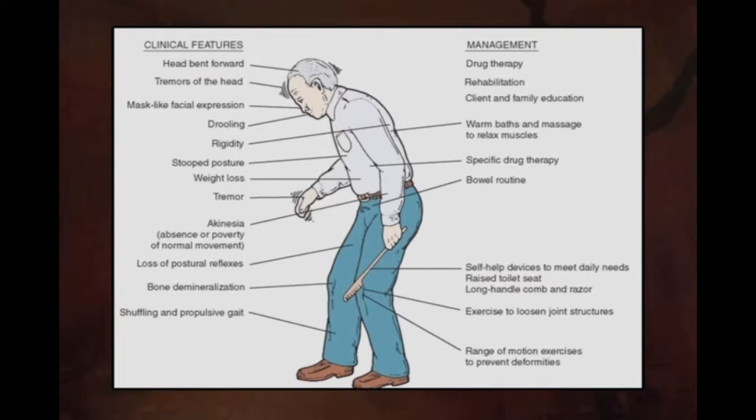On the left hand of the figure, which I am demonstrating to you now, you are able to see the clinical features like head bent forward, tremors of the head, mask-like expression, drooling, rigidity and all. And on the right side, you see the management. The clinical features listed on the left side are head bent forward, tremors of the head, mask-like facial expression, drooling, rigidity, stooped posture, weight loss, tremor, akinesis, which is absence or poverty of normal movement, loss of postural reflexes, bone demineralization and shuffling or propulsive gait, all of which have been discussed at length so far.